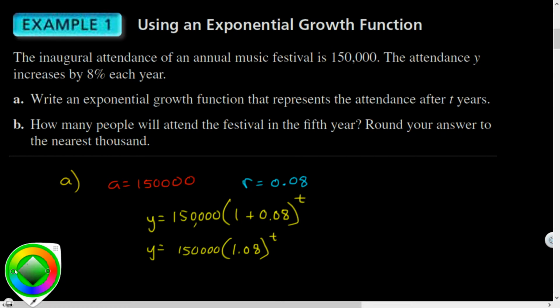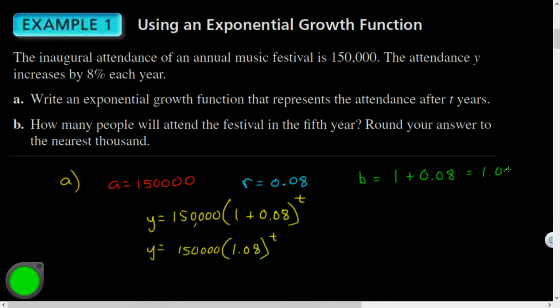And so I'll even just call that our growth factor. I'll call that b, our base from earlier, is the 1 plus the 0.08 or 1.08, right? That's our growth factor that we were talking about earlier. Right? So here's my equation.